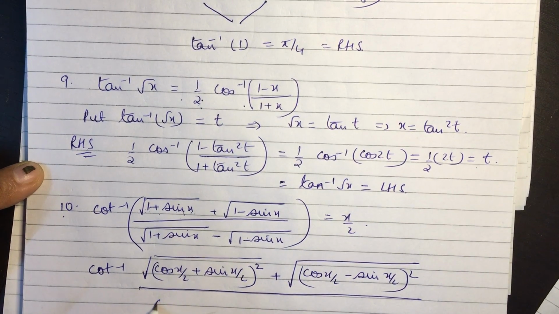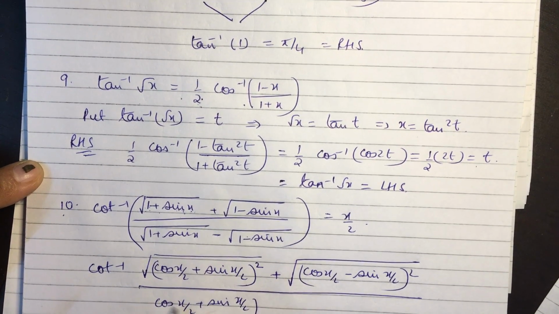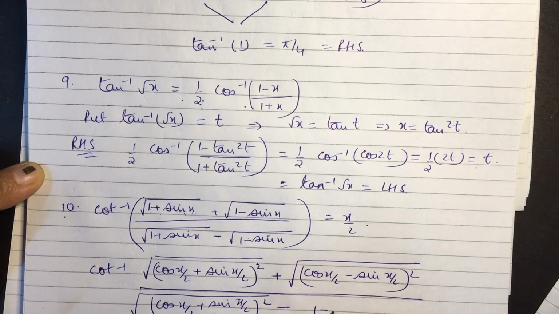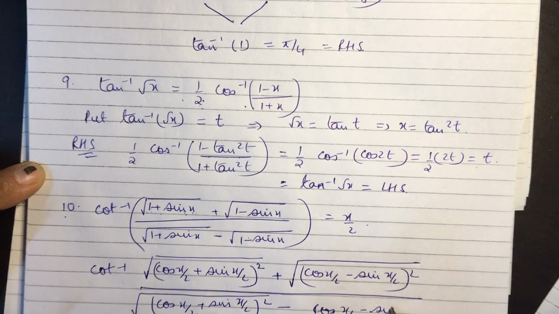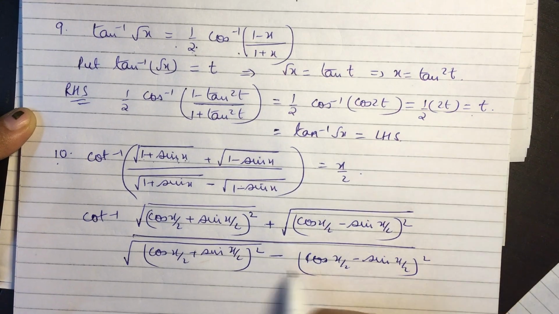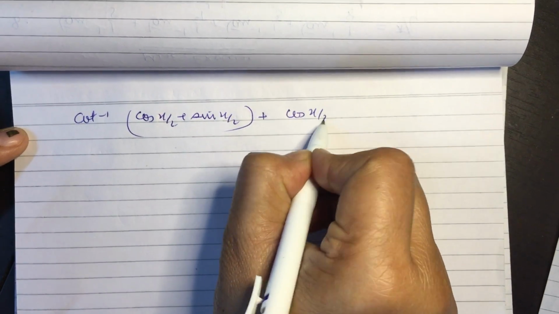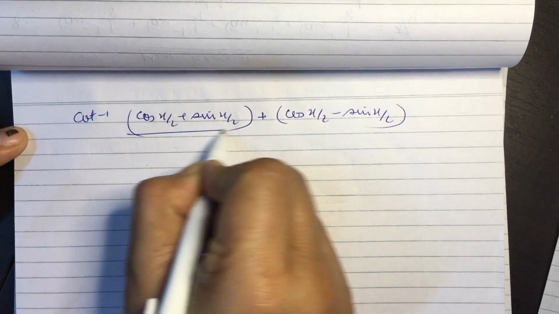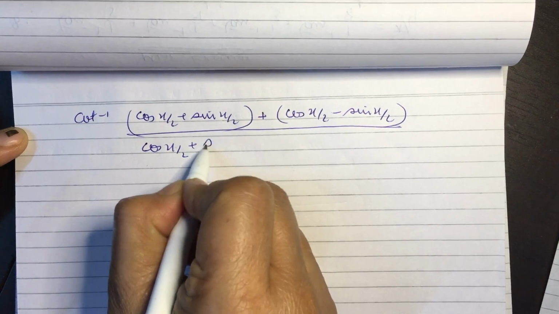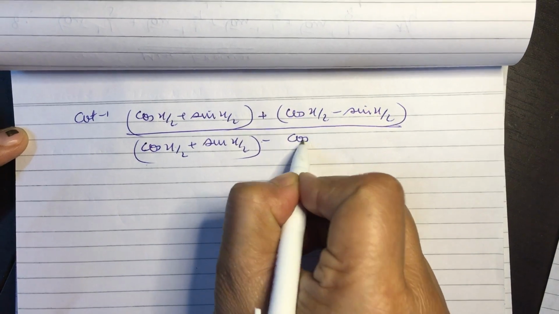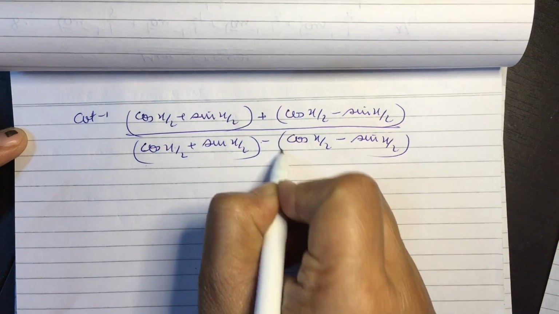The same way root of (cos x by 2 plus sin x by 2) square minus root of (cos x by 2 minus sin x by 2) whole square. And this gives us cot inverse of (cos x by 2 plus sin x by 2 plus cos x by 2 minus sin x by 2) whole upon (cos x by 2 plus sin x by 2 minus cos x by 2 minus sin x by 2).